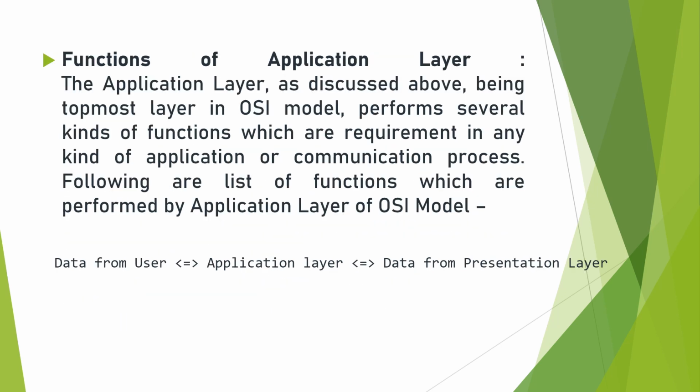Functions of application layer. The application layer, as discussed above, being the topmost layer in OSI model, performs several kinds of functions which are a requirement in any kind of application or communication process. Following are the list of functions which are performed by application layer of OSI model. Data from user goes to application layer, goes to data from presentation layer.